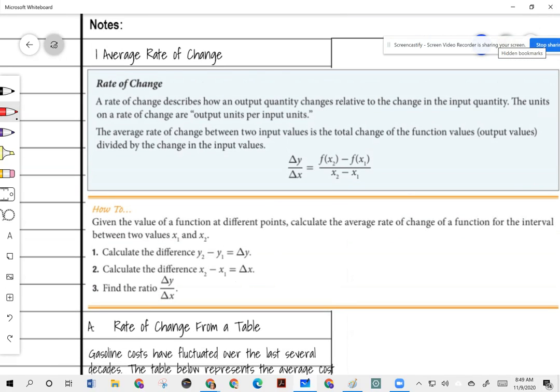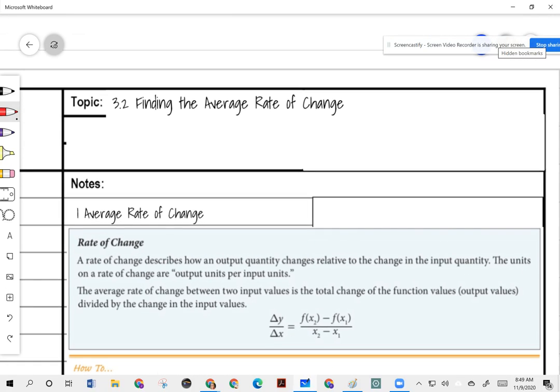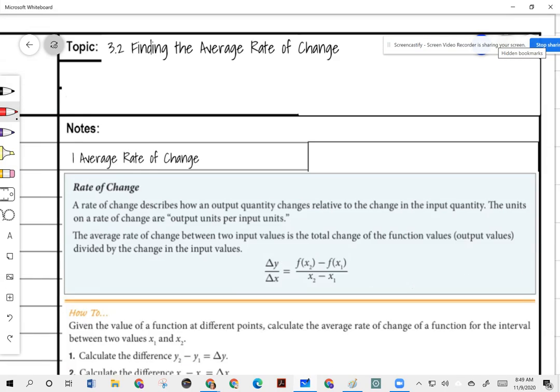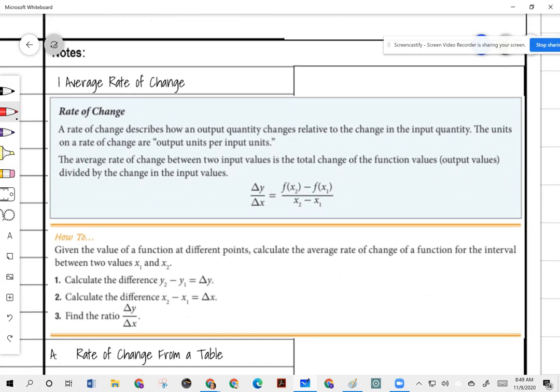All right, guys, so in this video, we're going to talk about the average rate of change. And the first time that we're going to be dealing with this is we're going to look at it from a tables perspective. All right, so let's just read the vocabulary here. It says a rate of change describes how an output quantity changes relative to the change in the input quantity. And remember that output is Y and input is X.